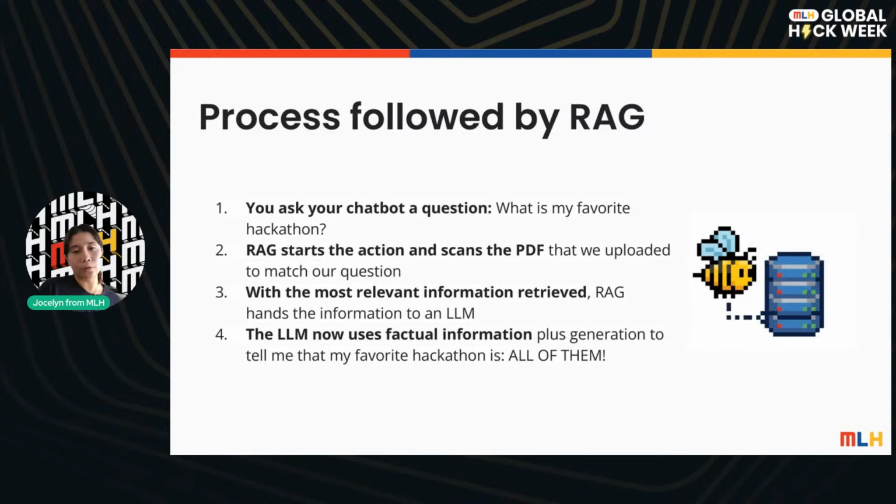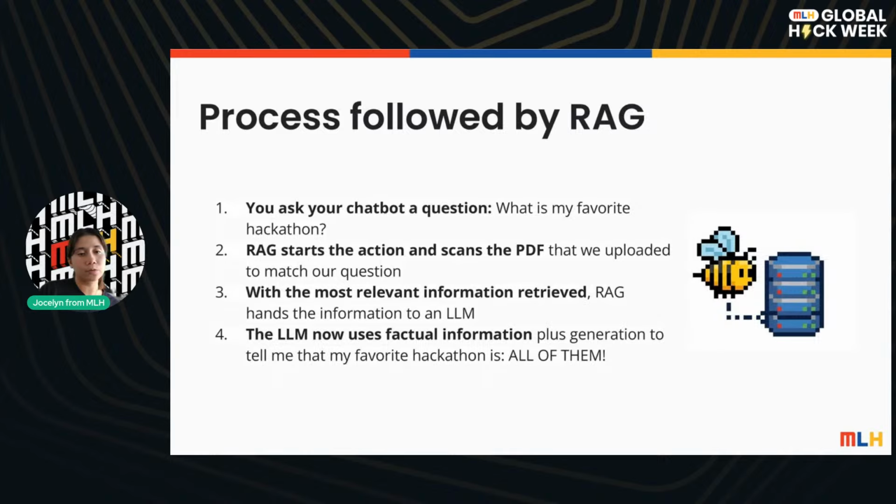All right, so now we're going to be seeing the step-by-step process followed by RAG. This one is in simple terms, and then we're going to be seeing one that's more in technical terms. So step number one is that you're going to ask your chatbot a question. This question can be, what is my favorite hackathon? So that's going to be my question. What is my favorite hackathon?